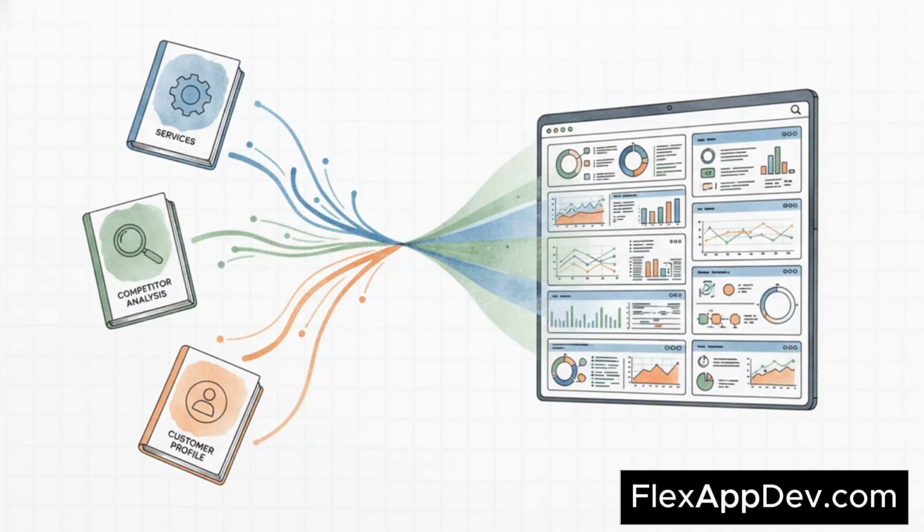And okay, here's a pro tip that really takes things to the next level. You can actually import multiple notebooks into a single Gemini chat. So just imagine this. You combine one notebook that has all your services, another with all your competitor research, and a third one with your ideal customer profiles. Then you ask it to build a sales tool using insights from all three. I mean, the results you get are just incredibly powerful.